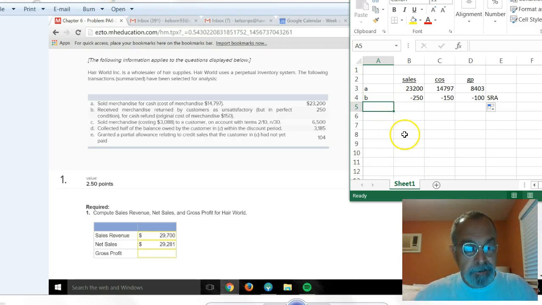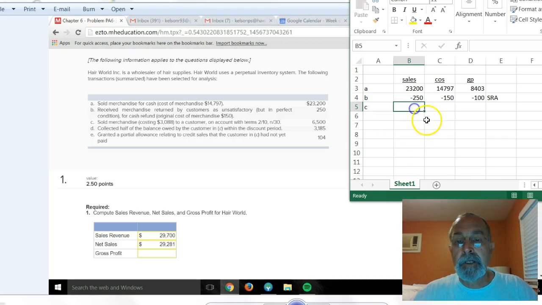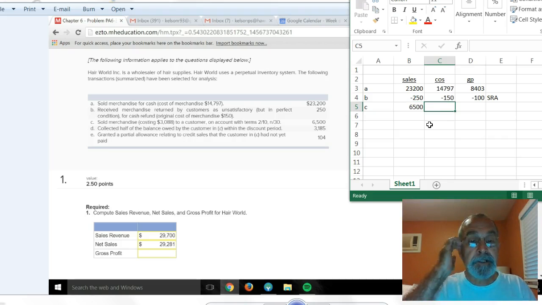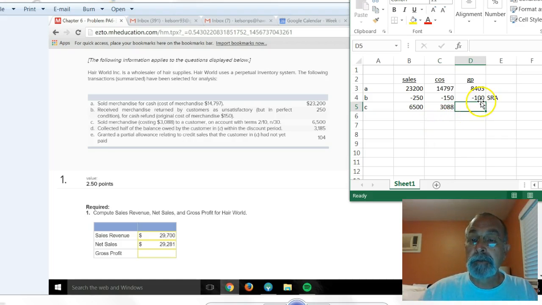Then in transaction C, it says sold merchandise on account, terms 2/10 net 30, $6,500. So let's put in the $6,500, and it says the original cost of merchandise was $3,088, and again, gross profit $3,412.